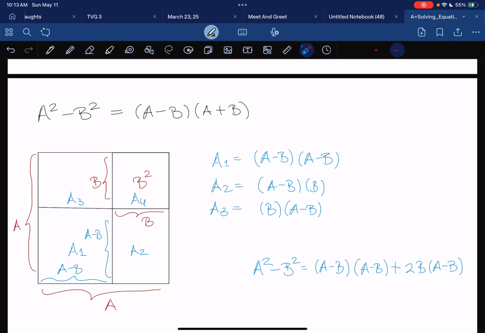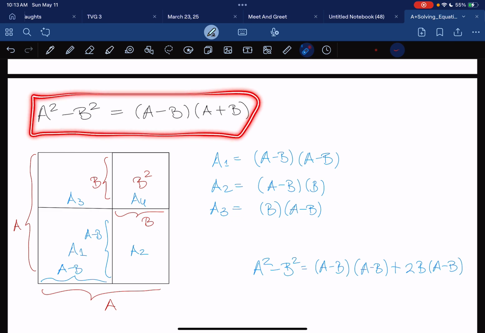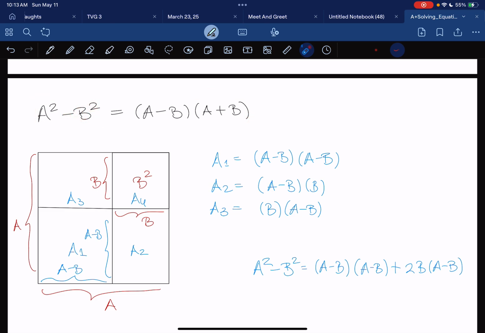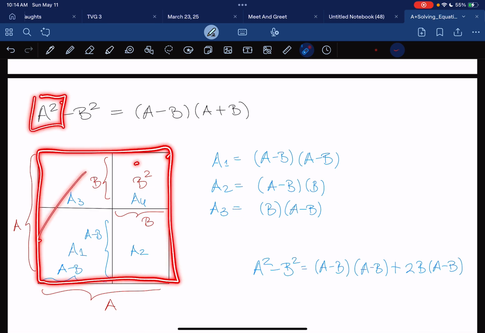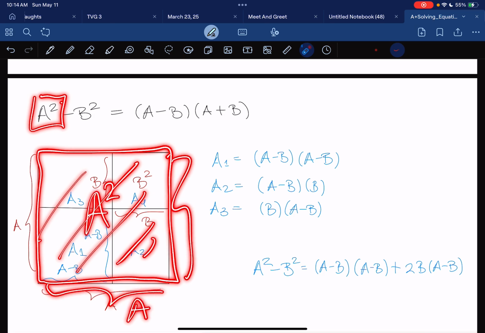So, our first identity, which is actually the hardest one, I would say, is a squared minus b squared equals a minus b times a plus b. There are different ways you can do it. Think of a squared as a square, a times a, base times height. This is my square, a squared. Its base is a, and its height is a. Then we subtract a b squared term.